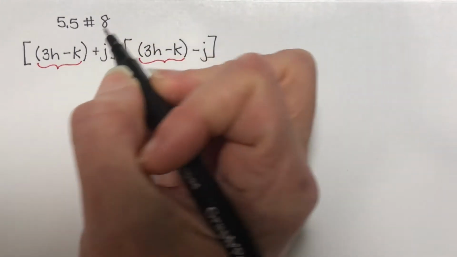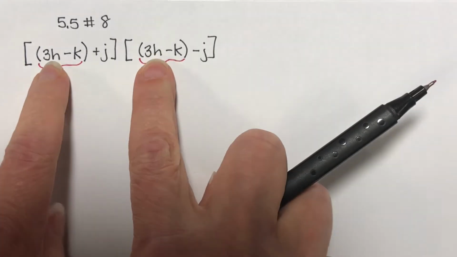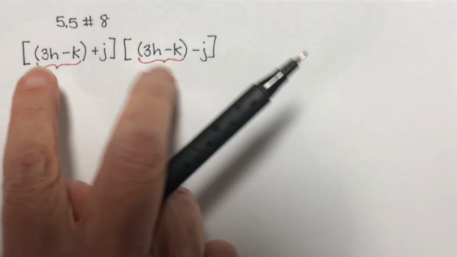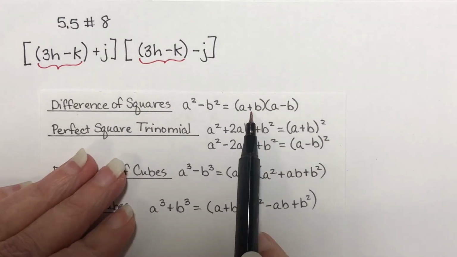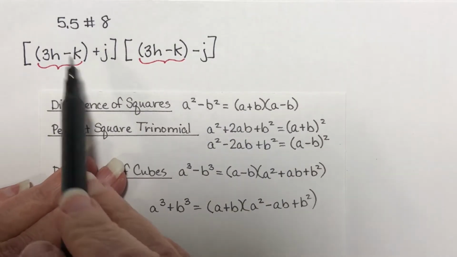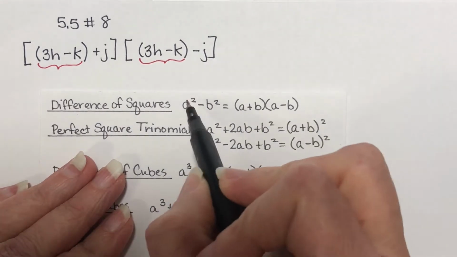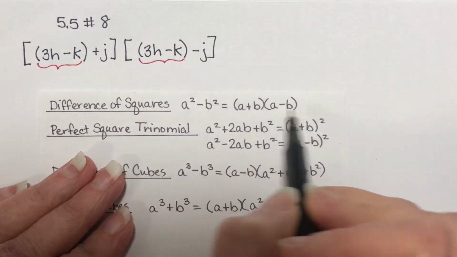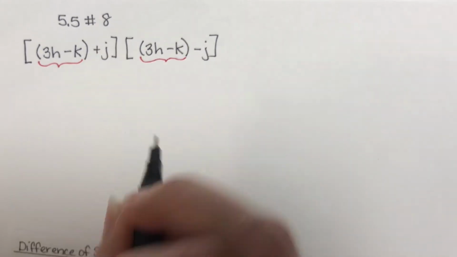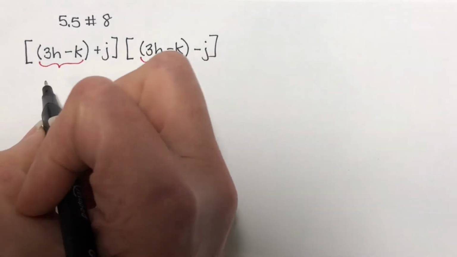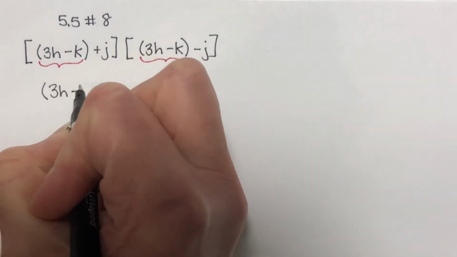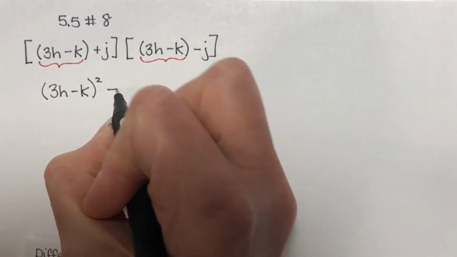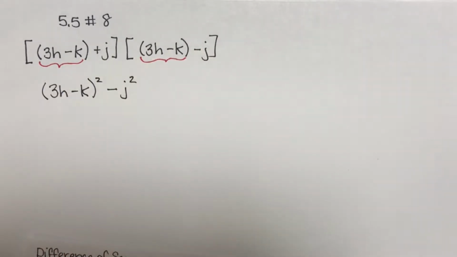you have here. And since you have the same thing here and the same thing here, with opposite signs in the middle, even though this is pretty complicated, it is going to be a difference of squares, which means you take the first part, which is your A, and square it, and then you take your second part, which is your B, and you square it. So this would work as 3h minus k squared, that's your first part squared, minus your second part squared, which would be j squared.